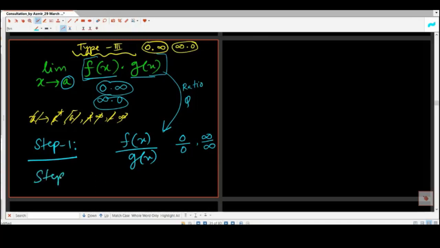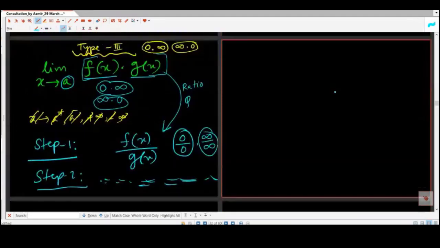Then in step 2, we can apply L'Hopital's rule, that is whatever we know for 0 over 0 and infinity over infinity. So all process will come here. But first step is to convert this product form to the ratio form. So you will understand if I show you one example.